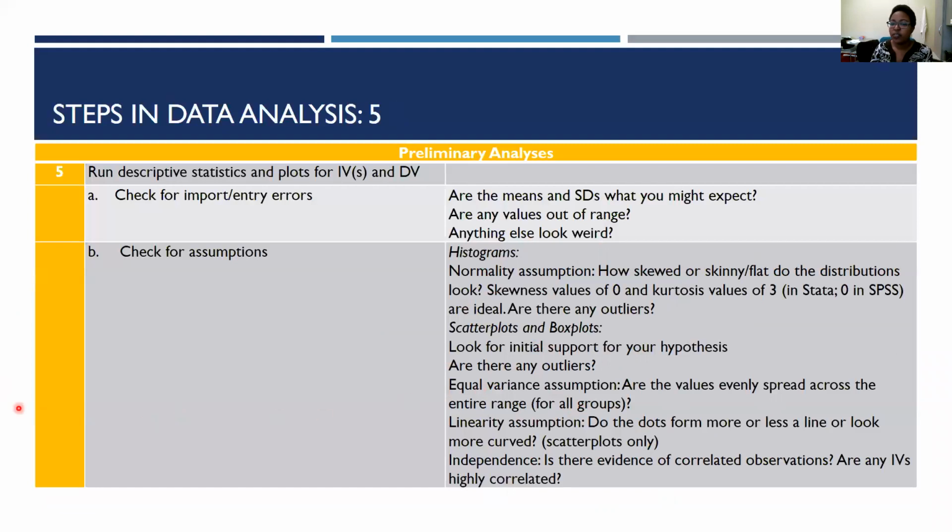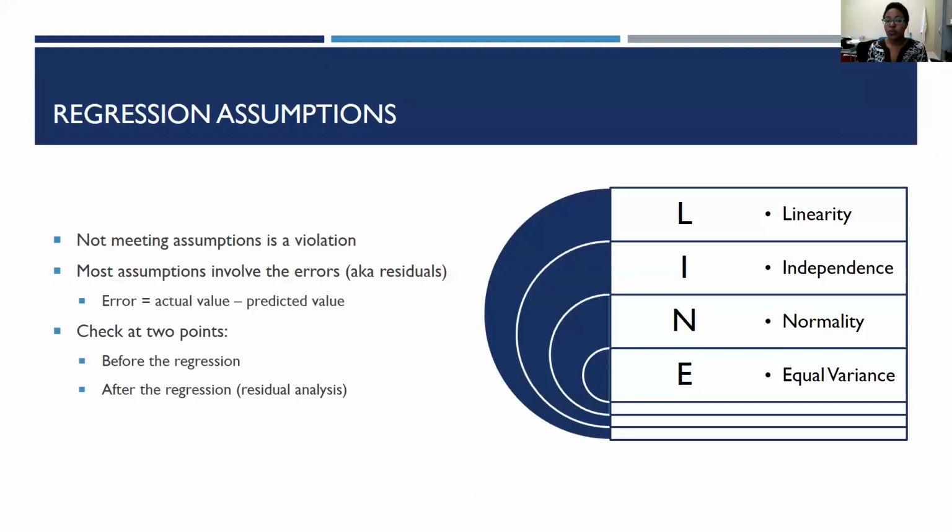So the reason that we run descriptives to start out with is really to take a look at our data and make sure it's appropriate for regression. So in that case, we need to check for violation of regression assumptions. When our data doesn't meet these assumptions, that's called a violation. Regression has 4 assumptions that we need to check for. And we can check for these at 2 points: before we run the regression and after we run the regression.